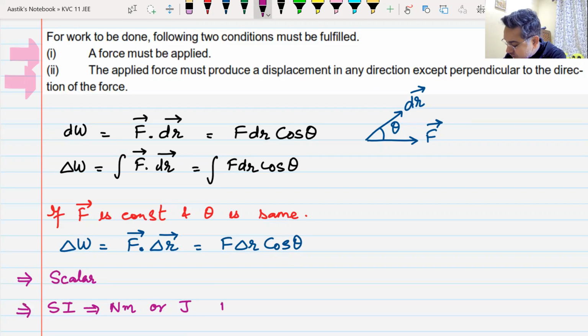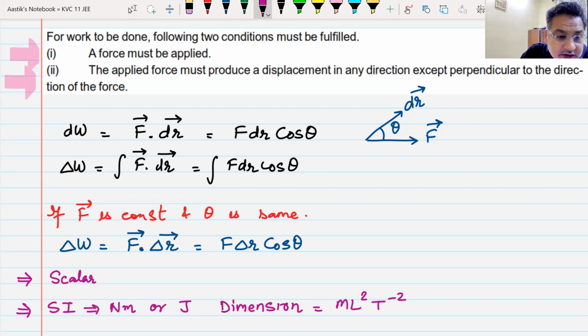You must remember the dimension of work. You cannot forget it at any point in time. The dimension of work is M L squared T to the power minus 2. Work done is a scalar quantity. Since it is a scalar quantity, it can be positive, it can be negative, or it can also be zero.